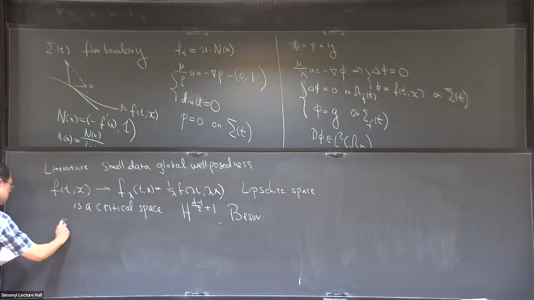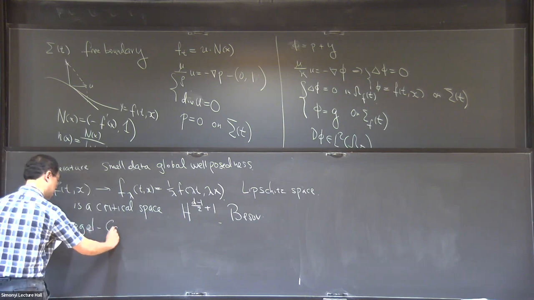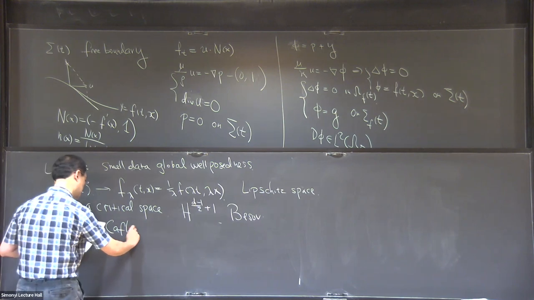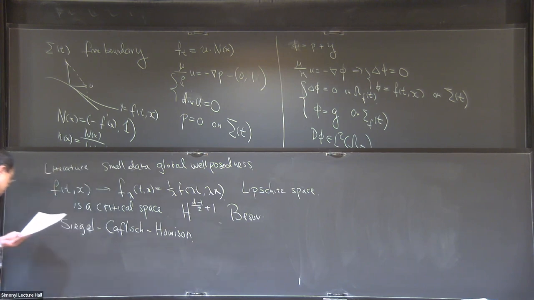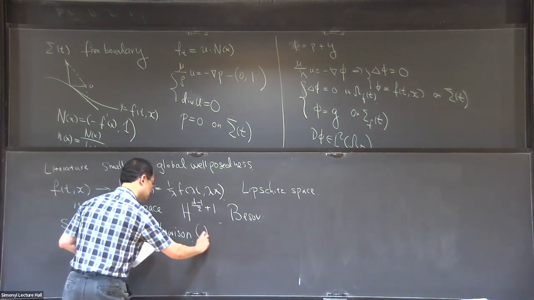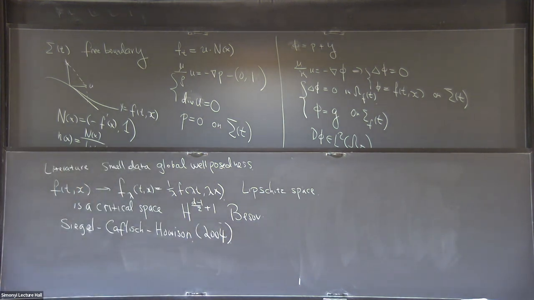The first small data global well-posedness result is probably by Siegel, Caflisch and Howison, 2004. Then there are results for one phase. I think this is for two phase. Okay. Yes. And also there are results by Diego Cordoba in 2017 with Francisco Gancedo.